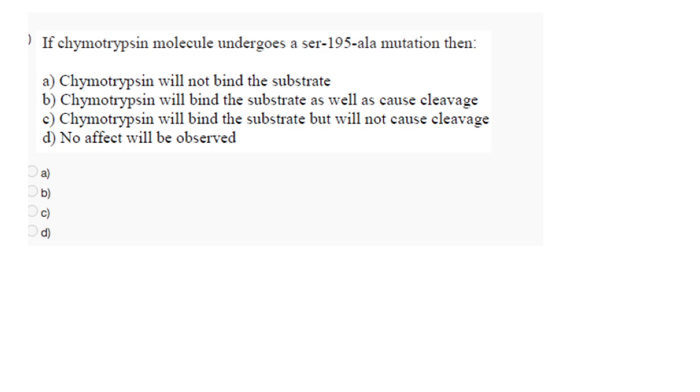Another question: if a chymotrypsin molecule undergoes a serine 195 alanine mutation, then chymotrypsin will not bind to the substrate; chymotrypsin will bind to substrate as well as cause cleavage; chymotrypsin will bind the substrate but will not cause cleavage; or no effect will be observed. So, what do you guys think about this? If serine 195 is mutated to alanine, then what will happen?